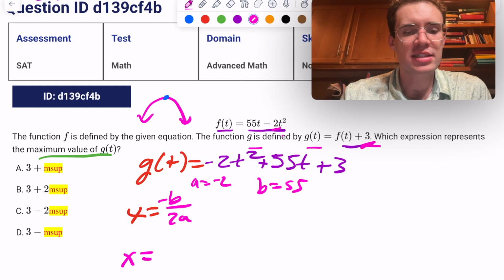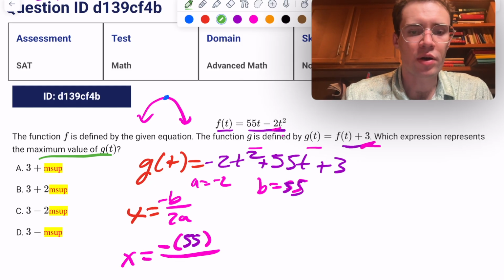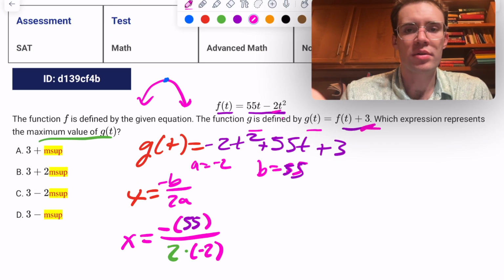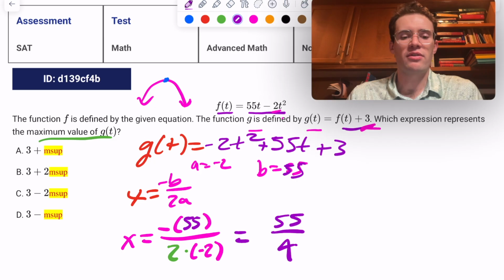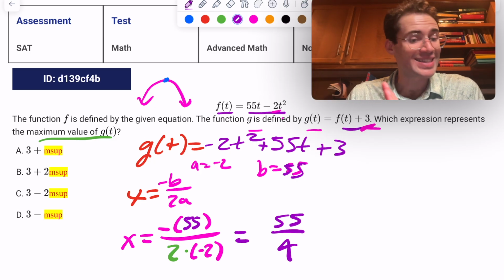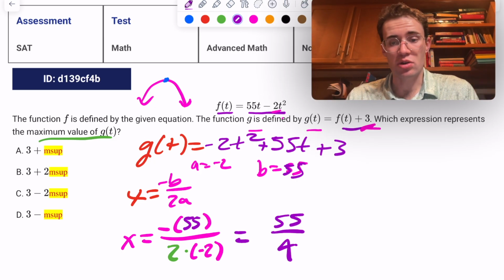So that gives us x is equal to -55 all over 2 times our a value, which is -2. All right, so -55 over, this is going to be -4. The negatives will cancel out, which gives us that x is equal to 55 fourths. So 55 fourths is our x value. That's not your answer, so don't choose an answer choice that's equivalent to that.